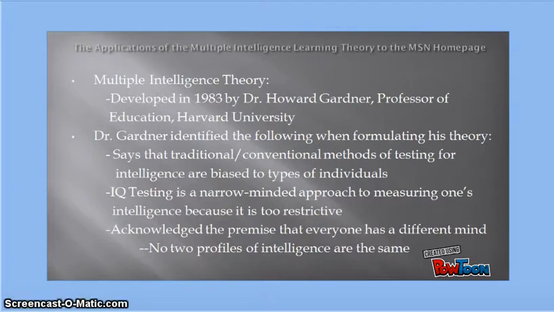The multiple intelligence theory was developed in 1983 by Dr. Howard Gardner, professor of education at Harvard University. Dr. Gardner identified the following when formulating his theory. He says that traditional or conventional methods for testing of intelligence are biased to types of individuals. He said that IQ testing is a narrow-minded approach to measuring one's intelligence because it is too restrictive. And he acknowledged the premise that everyone has a different mind. No two profiles of intelligence are the same.